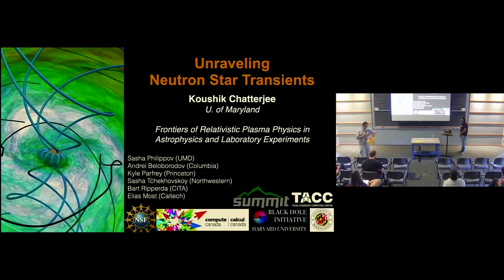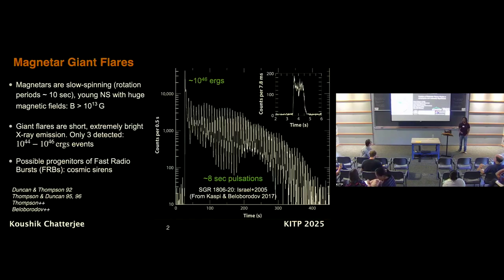Right. When submitting the talk, I wasn't sure which neutron star transient I would be talking about, so I kept it vague. Diving right in, I'll be talking to you about some of my simulation work regarding one type of neutron star transient, namely magnetar giant flares.